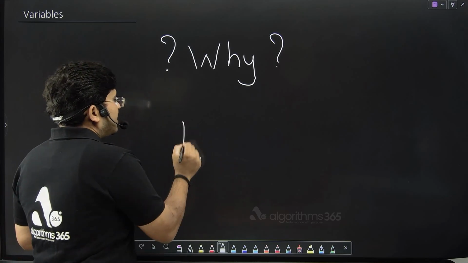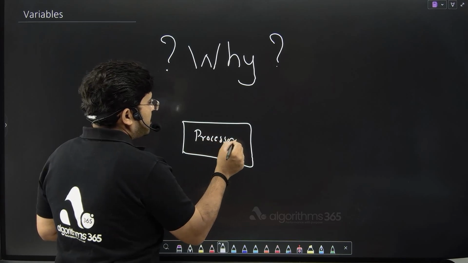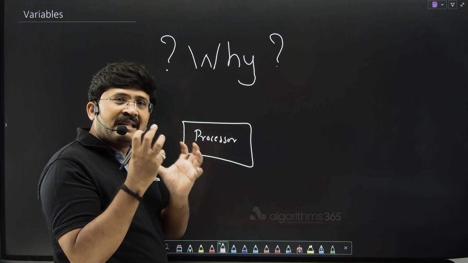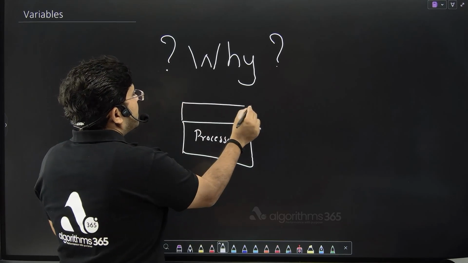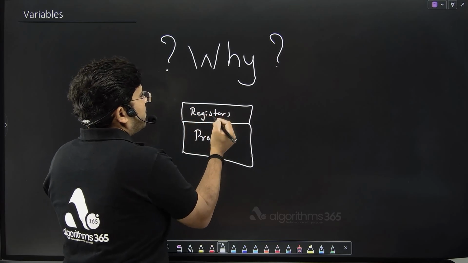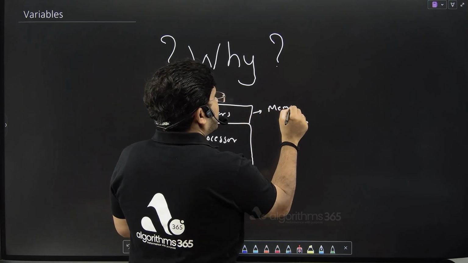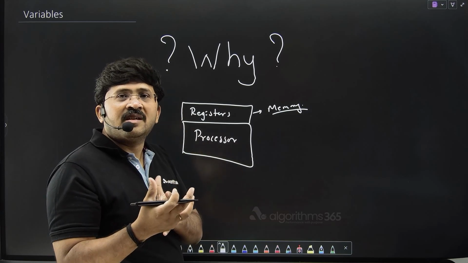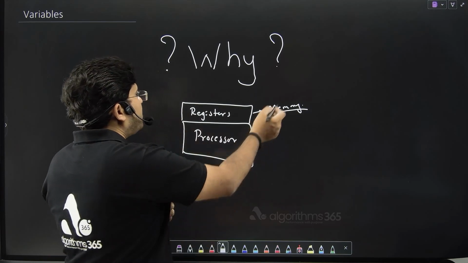Let's say you have this processor, and your processor is the most expensive component of any computer. In this most expensive component, it has only some registers, which actually have a memory. Now, any computation that you want to do, be it arithmetic or logical, those values have to be copied to these registers.